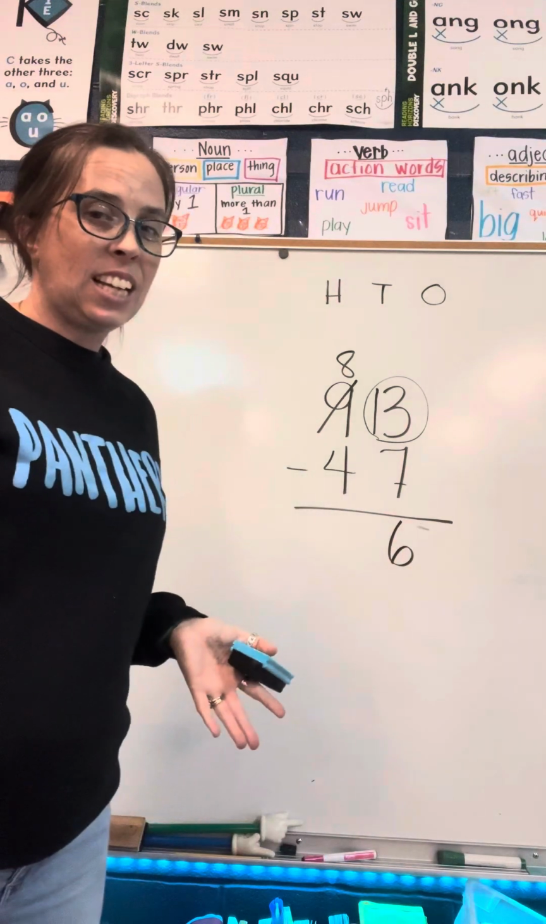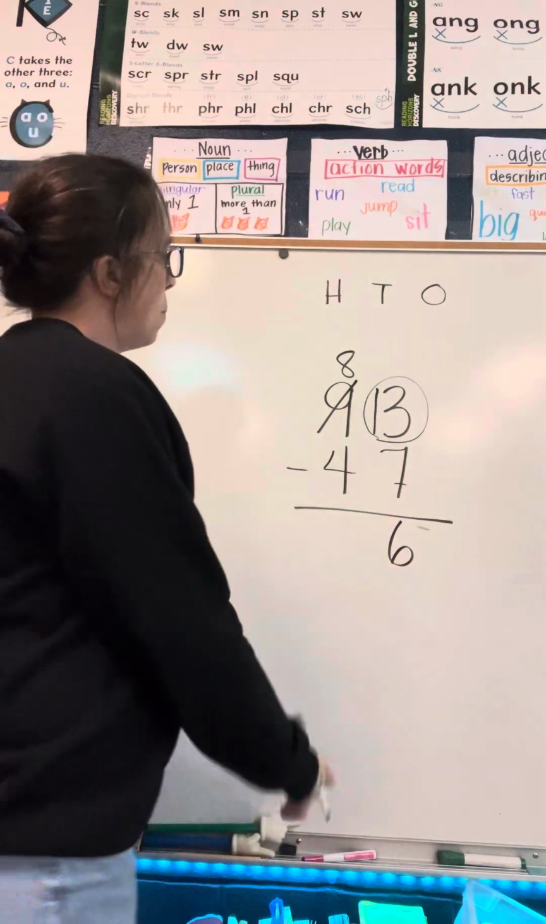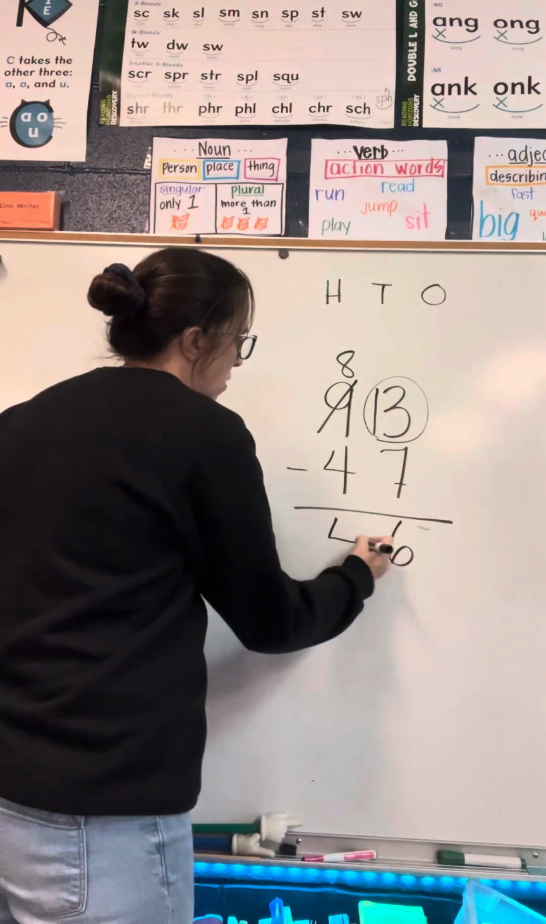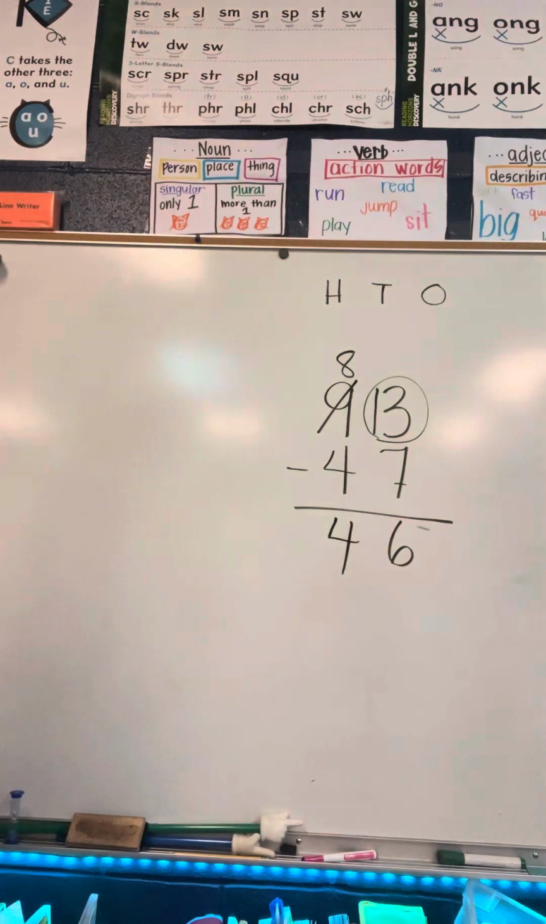Is it okay to make mistakes? Yeah, we talk about that all the time. 8 minus 4 is 4. So your answer would be 46.